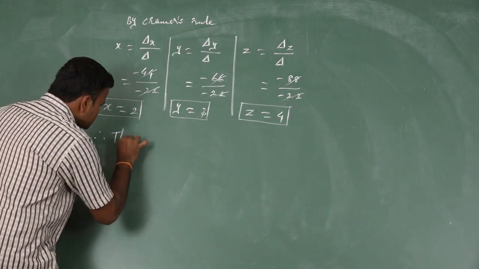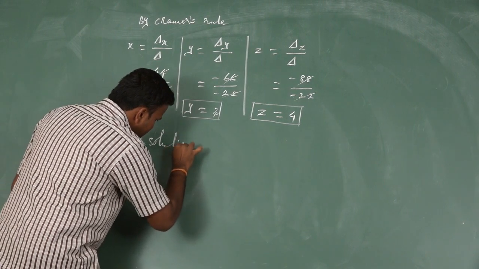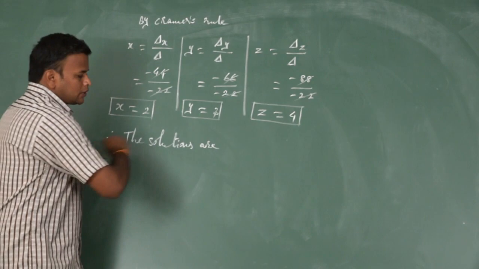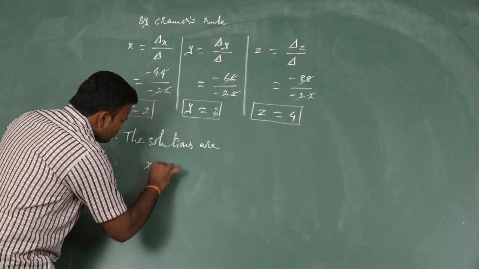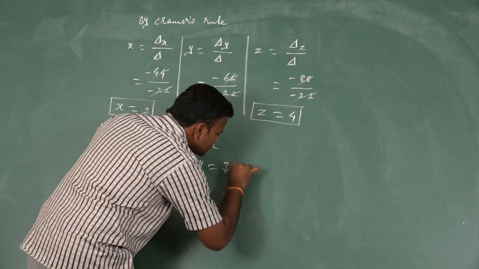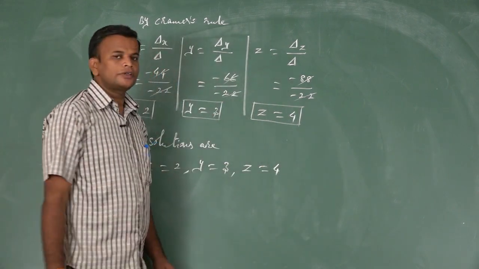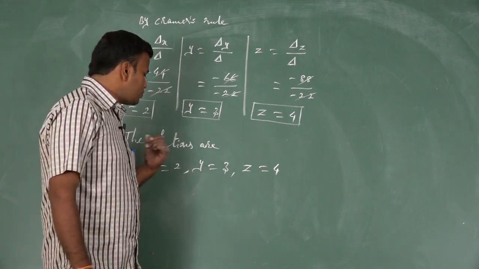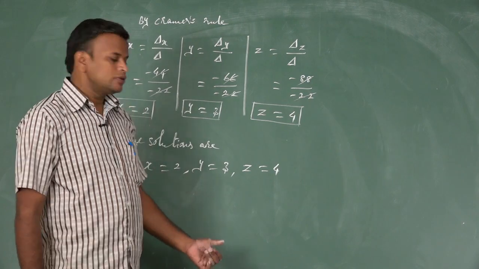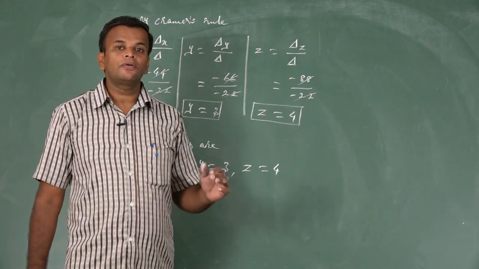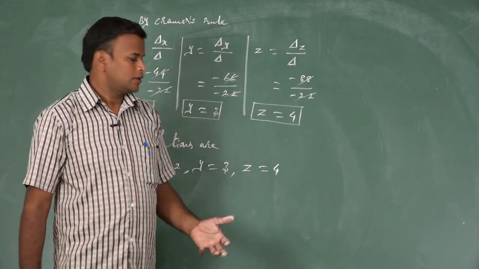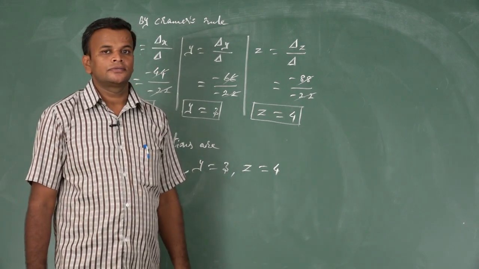Therefore, the solutions are the values of x, y, z. The value of x is equal to 2, the value of y is 3, and the value of z is equal to 4. You know very well how to find whether the given answer is correct or wrong. How to check? We substitute the 3 values in any one of the given 3 equations. If the equation is satisfied, our answer is correct.